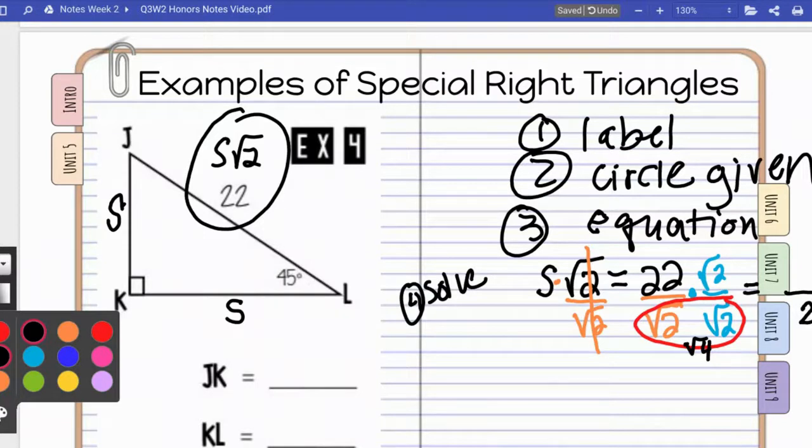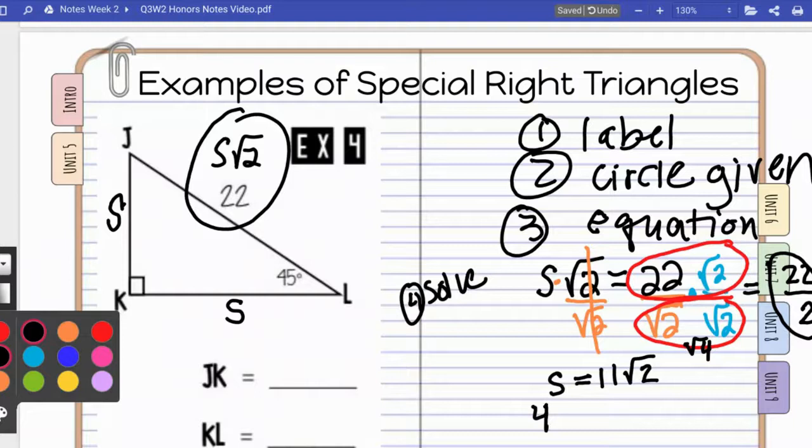So look in the denominator. Do you see how the square root sign disappeared? That's what we want to happen. And then we multiply our numerators together. 22 times the square root of 2 is just going to be 22 square root of 2. And then we see, can anything else reduce? Well, if I look outside the radical sign, 22 divided by 2, that can reduce, so that's 11. So what's S going to equal? 11 square roots of 2.